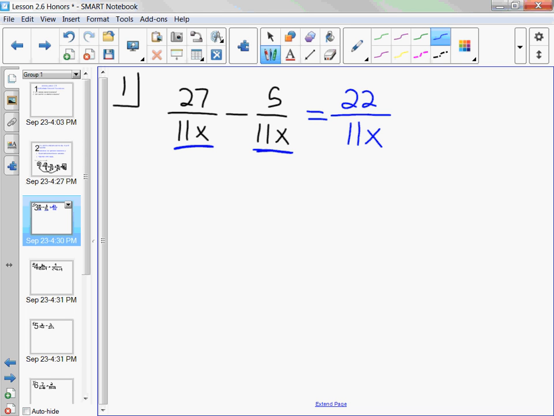And then I need to see if I can simplify that. I know that 22 is 11 times 2. And so I can see that the 11s cancel out. My answer is 2 over x. So you can go ahead and pause the video and do number 2 together, and then restart the video.